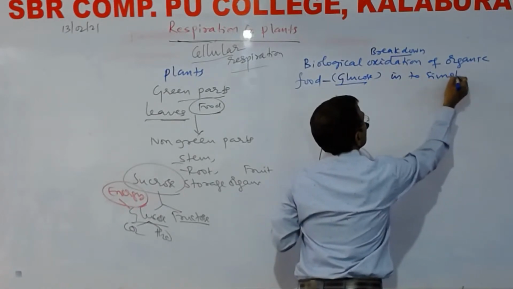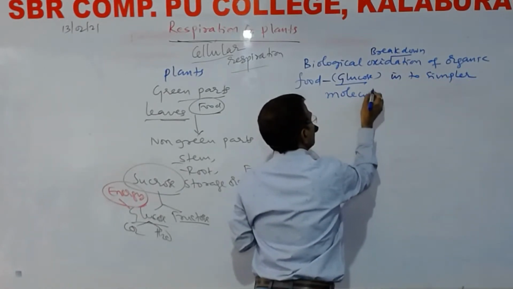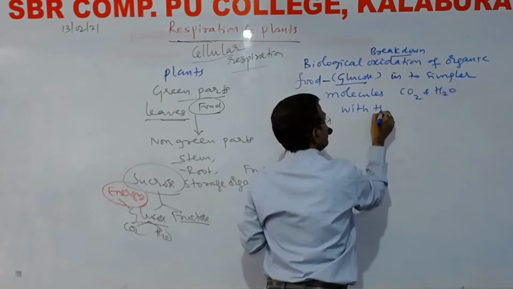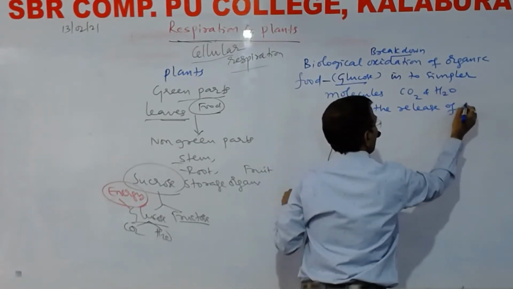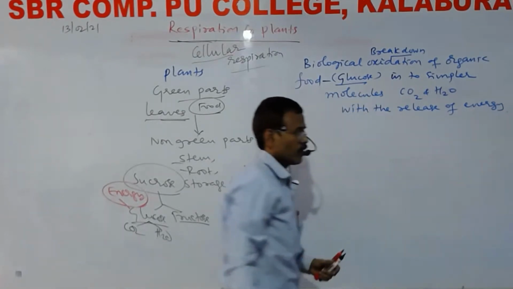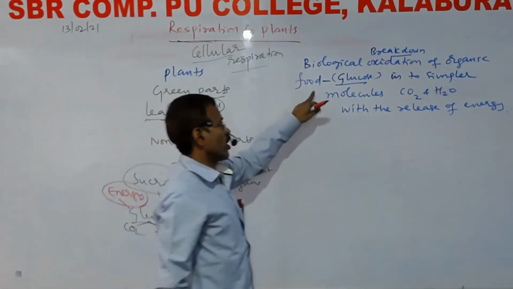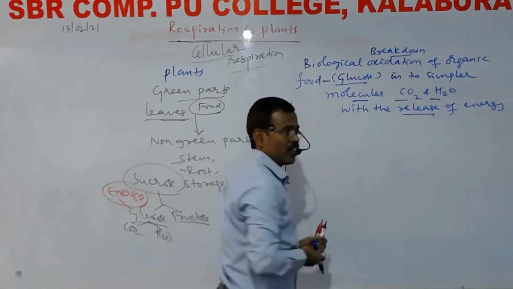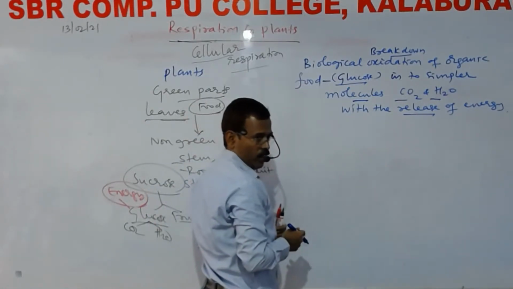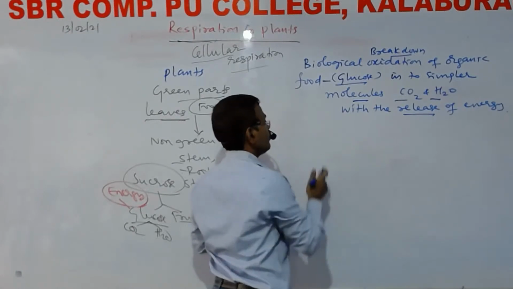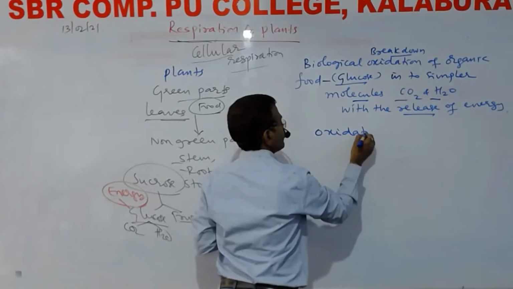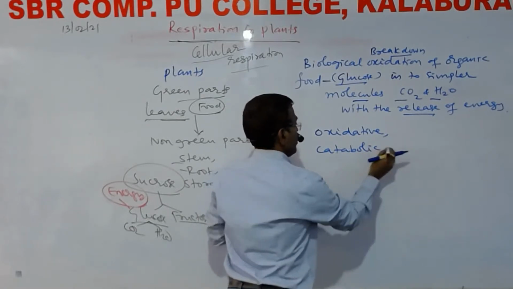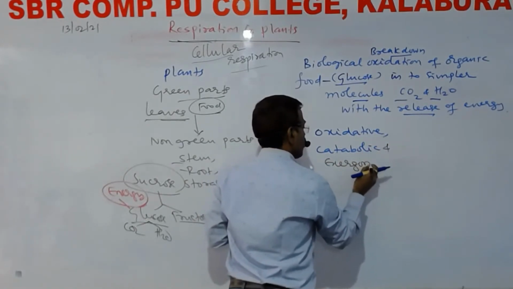into simpler molecules like carbon dioxide and water with the release of energy. So biological oxidation of organic food, that is glucose, into simpler molecules like carbon dioxide and water with the release of energy. So respiration is an oxidative, catabolic and exergonic process.